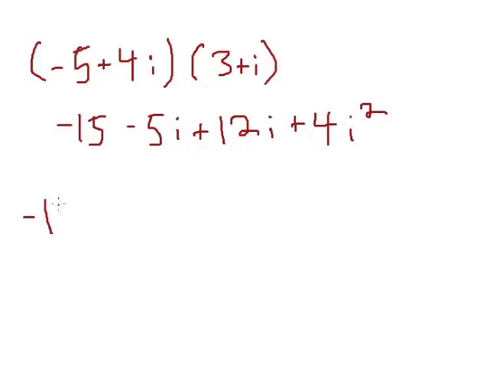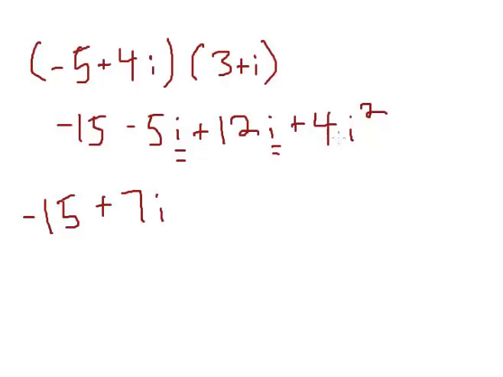The negative 15 is the negative 15. Not a whole lot we can do yet about that. Negative 5i plus 12i, well, that's 12 minus 5, so we can say plus 7i. Why could we combine them? Because they've got the same term. Once they've got the same term, you can combine them.